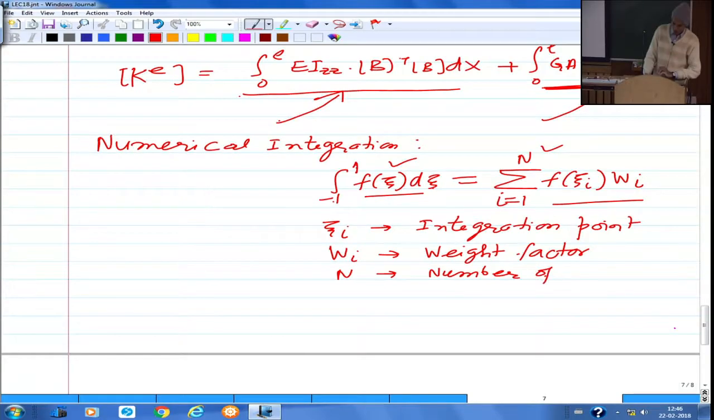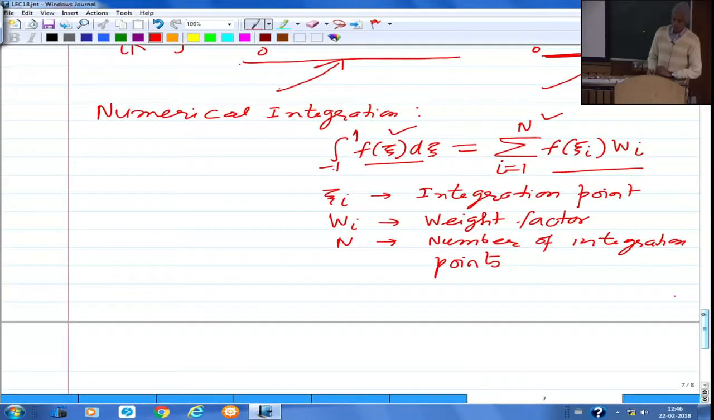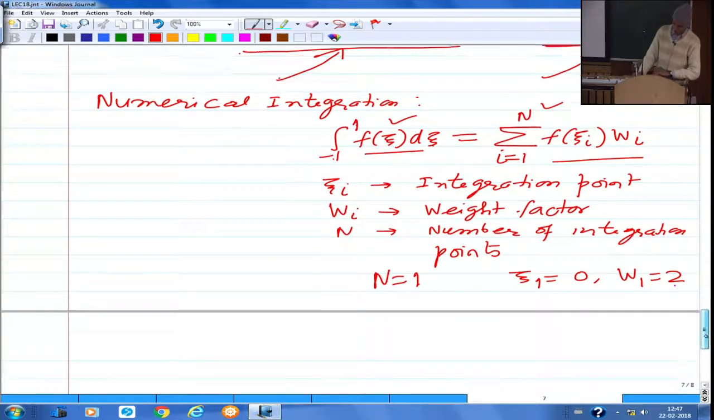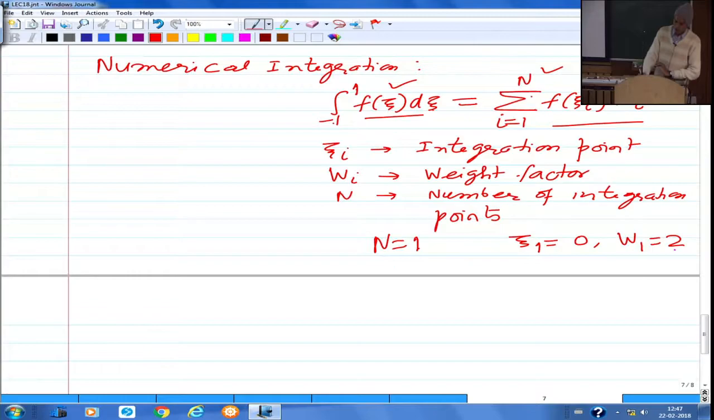So typically, if I use only 1 point, for n equal to 1 case, I will have only one xi_1. Xi_1 actually comes out to be 0. There is a derivation for this which I am not discussing, and the weight factor comes out as 2. If I use n equal to 2, that means I evaluate the function at 2 points, multiply by the corresponding weight factor, and then I get the integral.